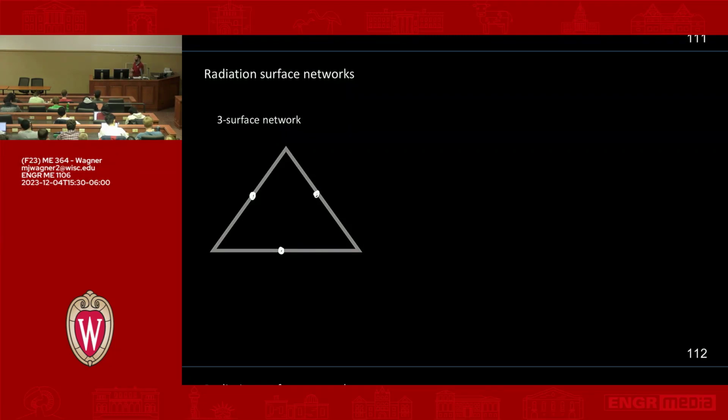And why can we do that? I guess we can do that because we're saying each of the surfaces is isothermal, right? It's all got the same temperature everywhere. So we just treat it like it's a single lumped node. And then what we want to do is draw resistances.